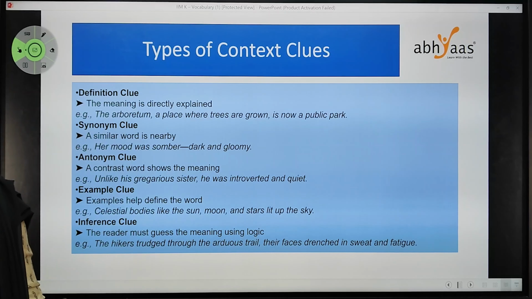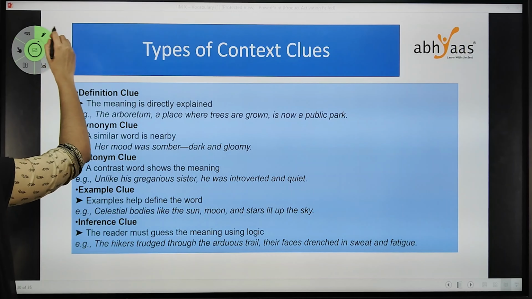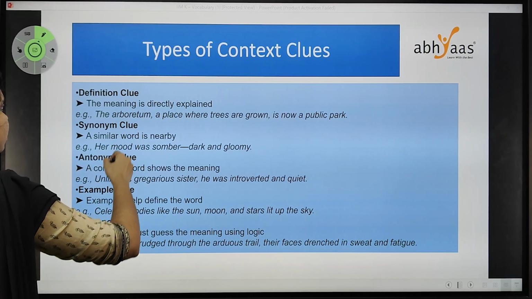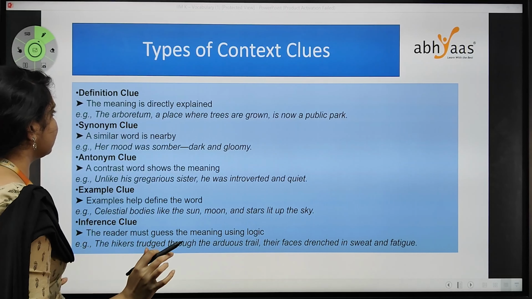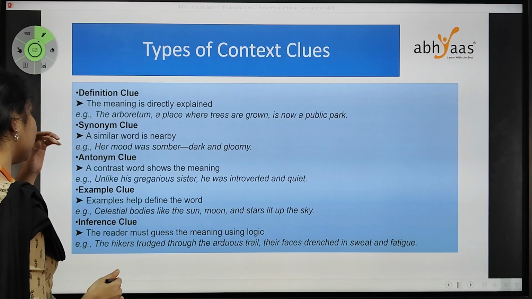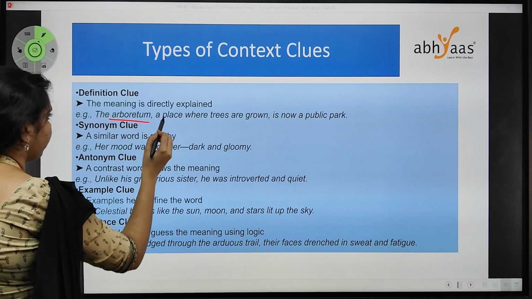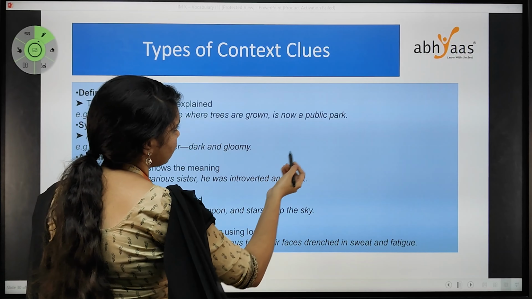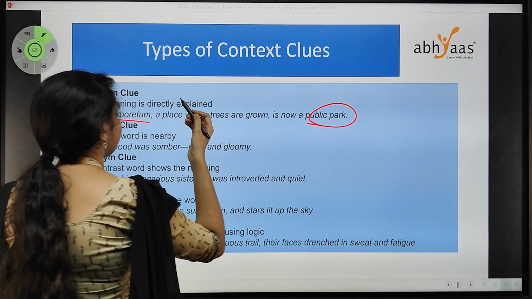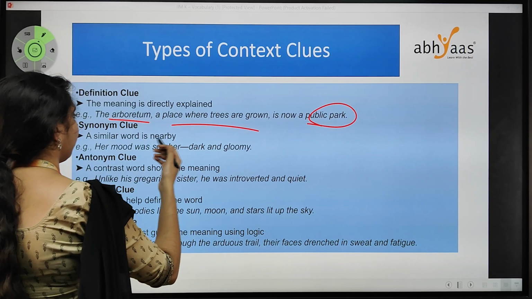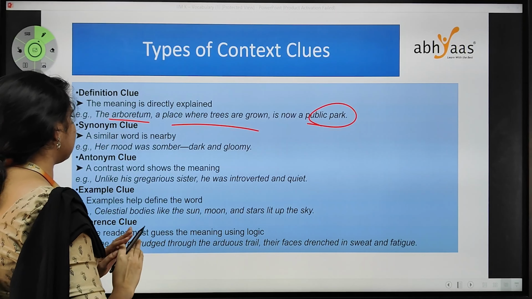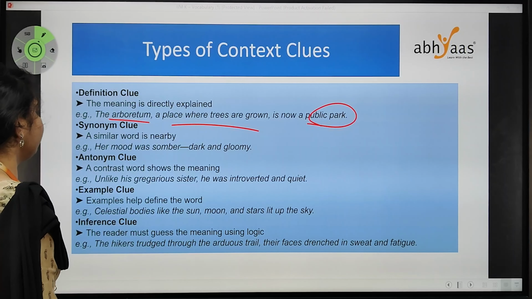Okay, let's look at types of contextual clues. Sometimes we have definition. Sometimes the meaning is directly explained in the sentence itself. For example, look at the sentence. The arboretum, a place where trees are grown, is now a public park. Arboretum is nothing but a place where trees are grown. This is pretty simple. It's mainstream. It's direct. It's given there, right?